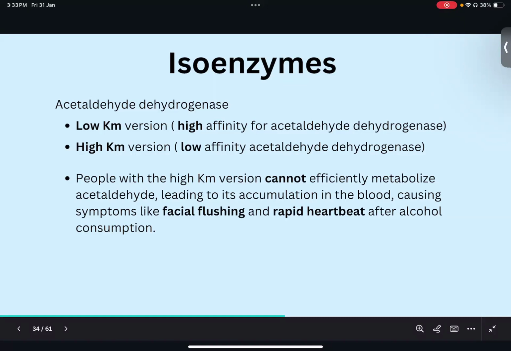after alcohol consumption, okay? Compare someone who always drinks and someone who never drinks, okay? When someone who always drinks takes a cup of alcohol, he will not have these symptoms because he has the high affinity acetaldehyde dehydrogenase, which means that he will break down the alcohol much faster and more than the person who never drank alcohol before.